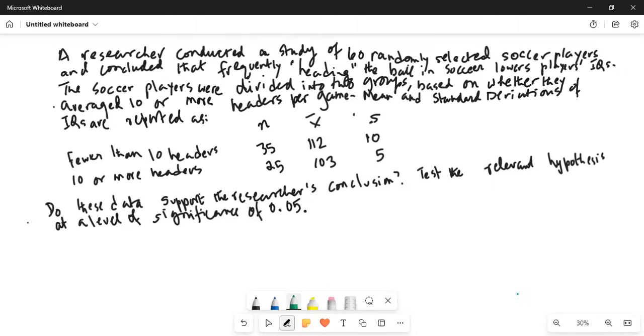Do these data support the researcher's conclusion? Test the relevant hypothesis at a level of significance of alpha equal to 0.05. So let's do this problem. Solution.